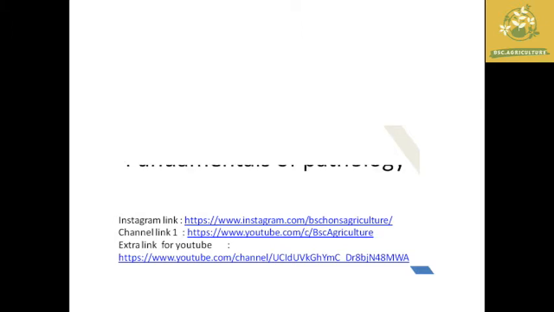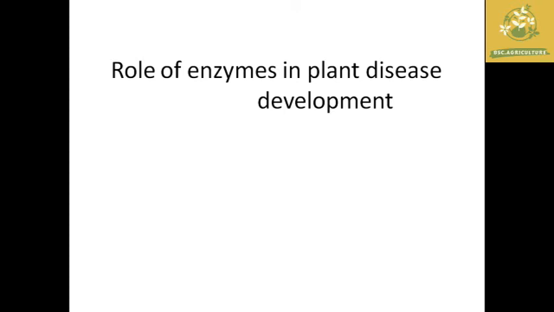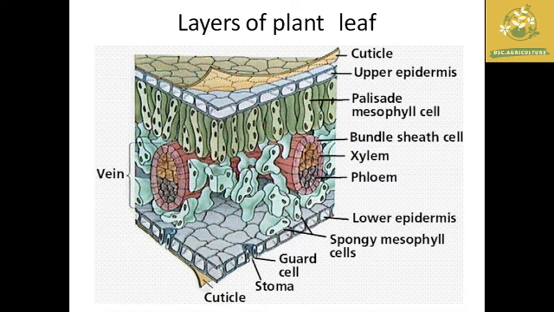In this video, we are going to see about fundamentals of pathology. I am going to cover the role of enzymes in plant disease developments. While seeing about them, you need to know about the layers of the plant. The plant leaf layers are made up of different parts like cuticle, upper epidermis, palisade mesophyll, xylem, phloem, guard cells, stomata, cuticle. They also have veins present in them. So there are different components present in the leaf layers of a plant leaf.